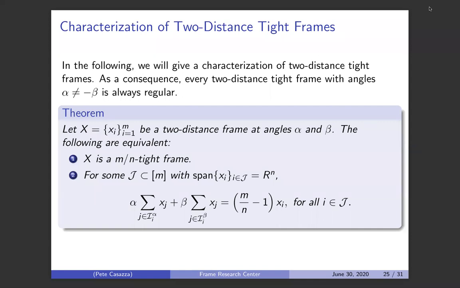If I look at alpha times the sum over j in I of x_j, plus beta times the sum over j in I of x_j, equals m/n minus 1. I actually think there's something not right here, because where did the big J disappear to? This is supposed to be the sum over J in I supposedly alpha.